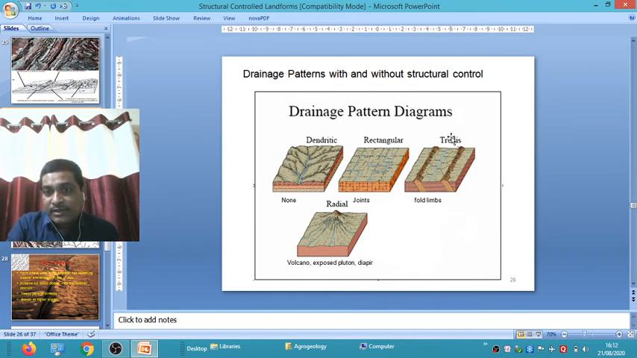Another is the trellis drainage pattern. Suppose folds are present, and the rivers flow away from the folded structure along the fold limbs. That is called the trellis type of drainage pattern.